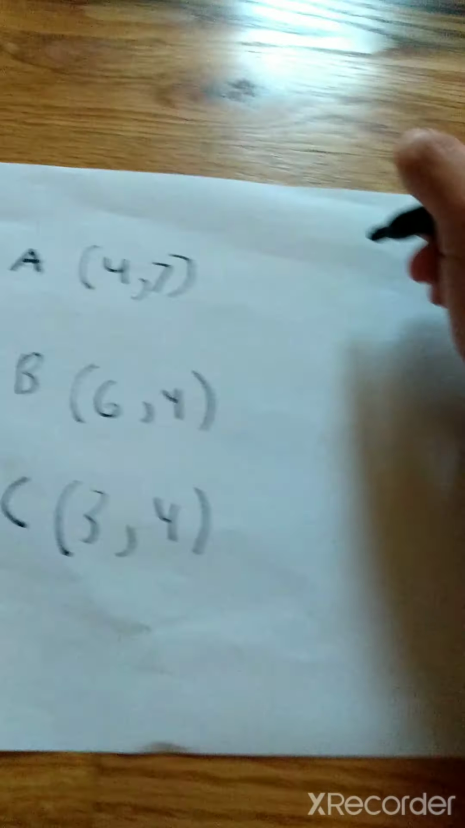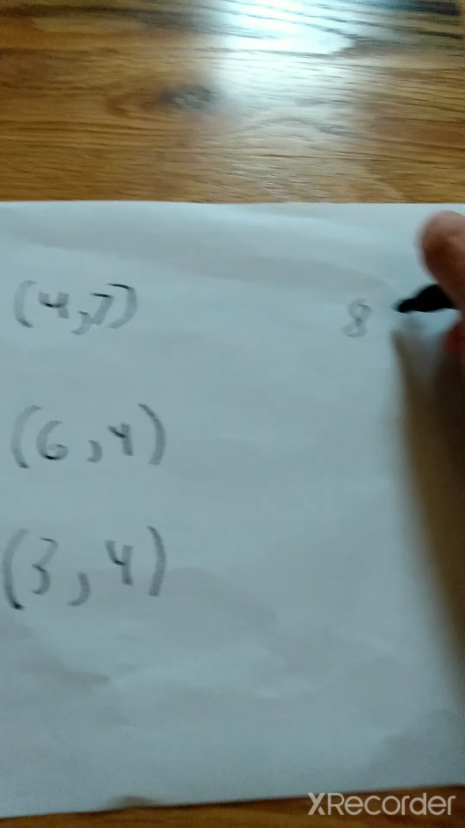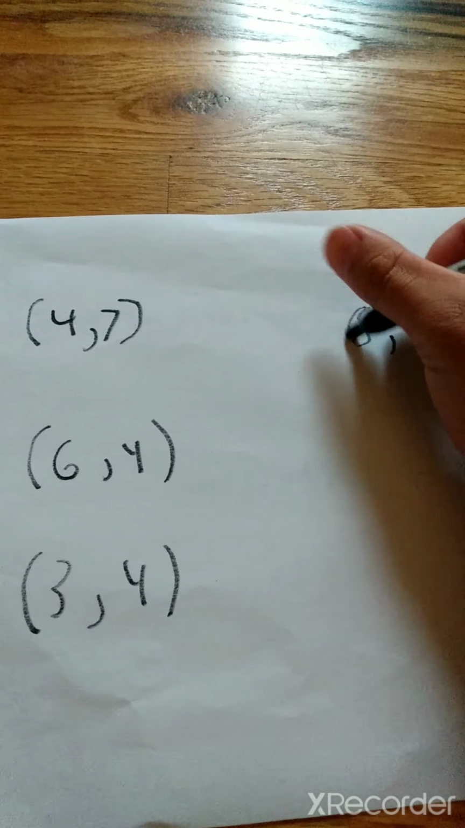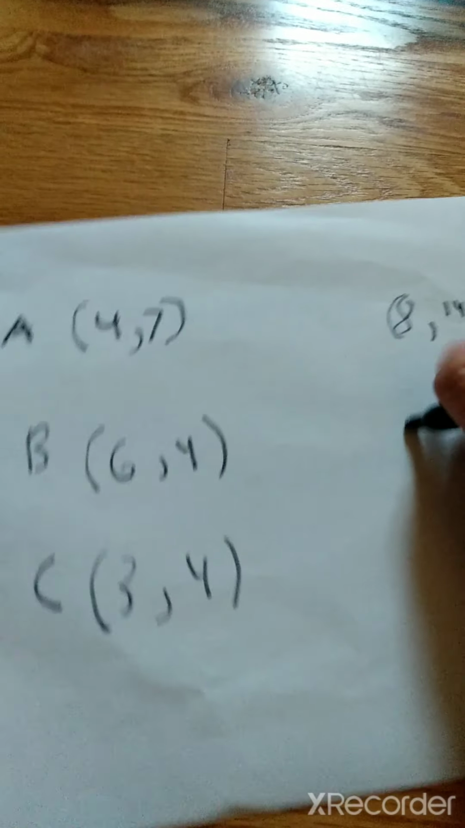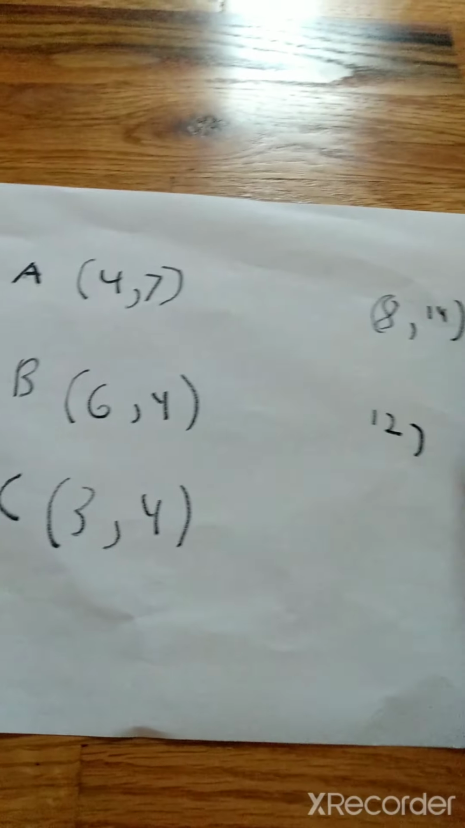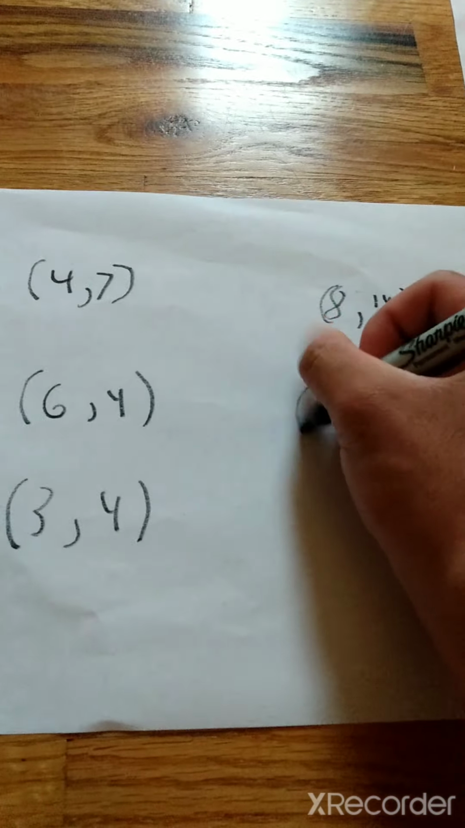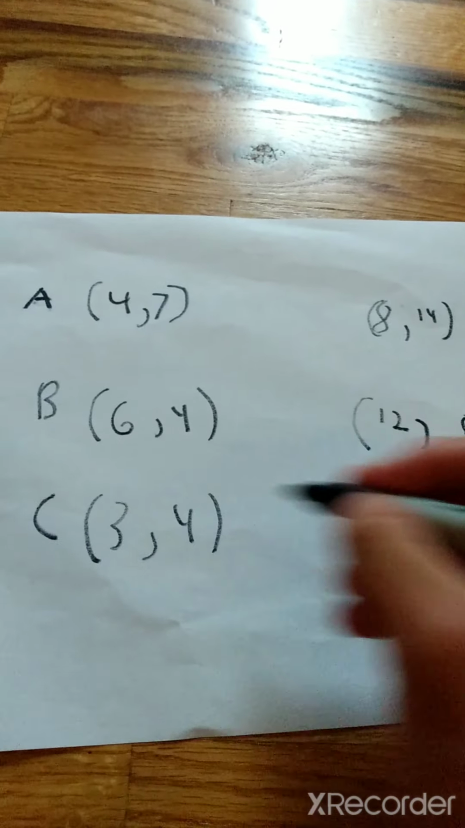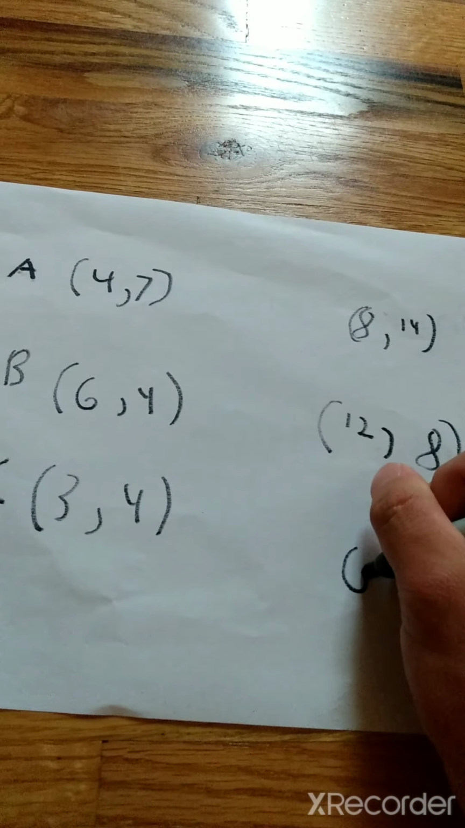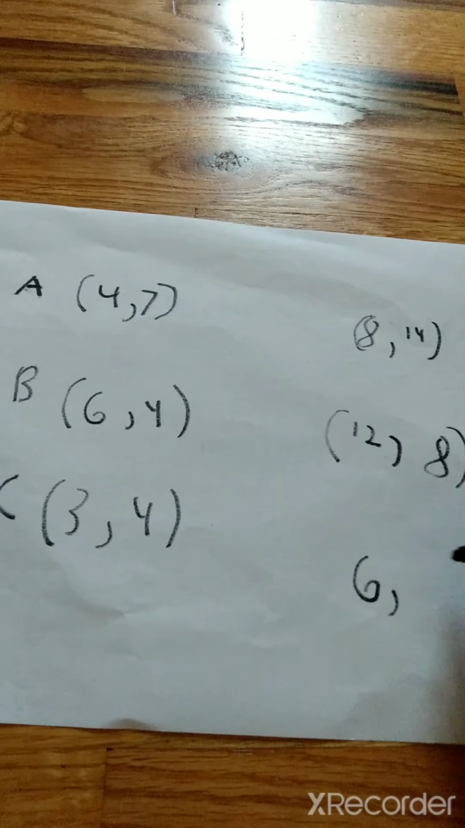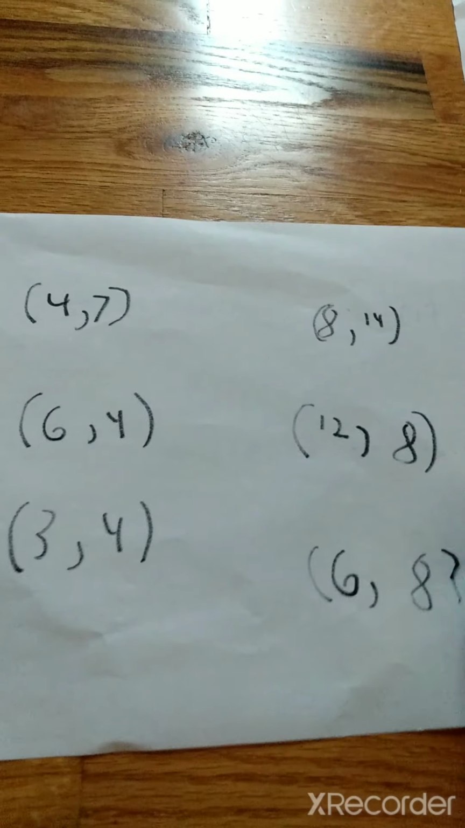4 times 2 is 8. 2 times 7 is 14. So point A is now (8, 14). Point B, 6 times 2 is 12, and 4 times 2 is 8, so point B is now (12, 8). And last but not least, point C. 3 multiplied by 2 is 6, and 4 multiplied by 2 is 8. So point C is now (6, 8).